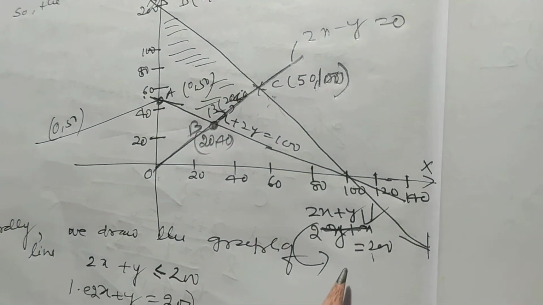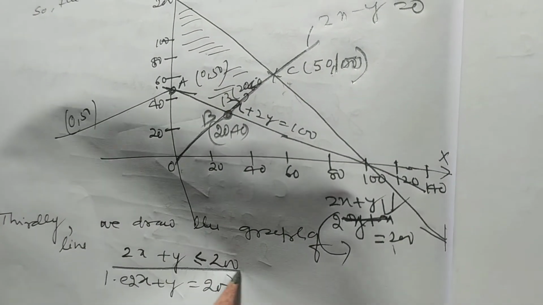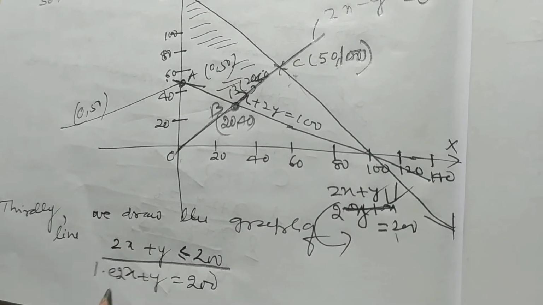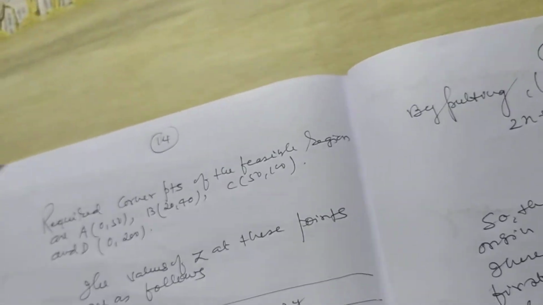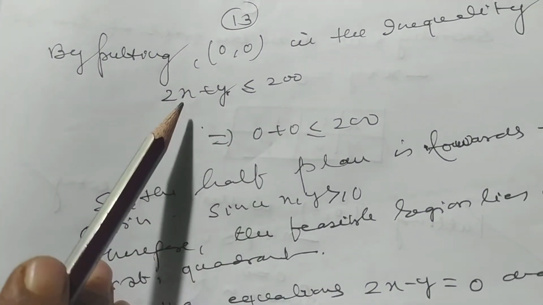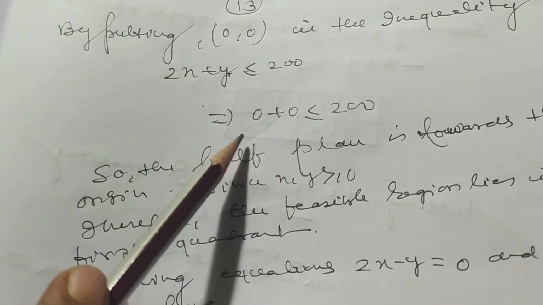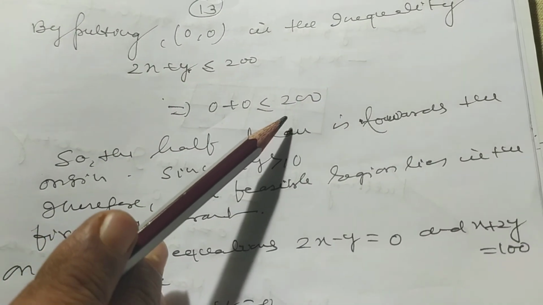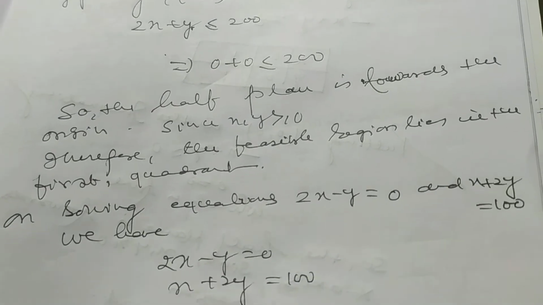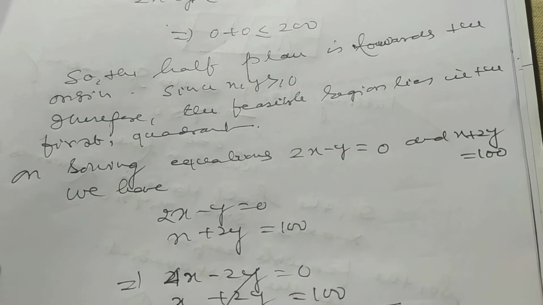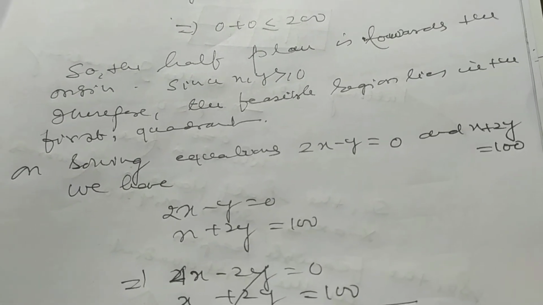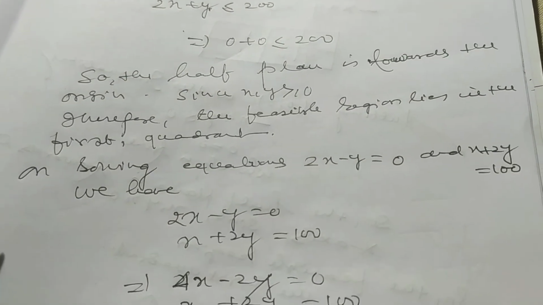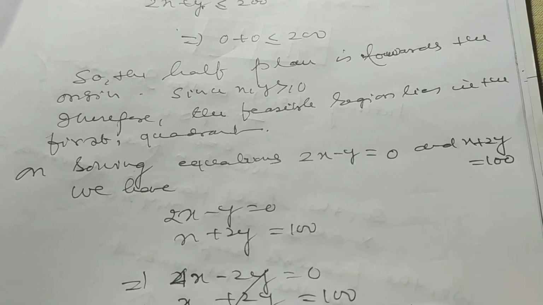And thirdly, we draw the graph of 2x plus y less than or equal to 200, that is, we draw the graph of 2x plus y is equal to 200. By putting 0, 0 in the inequality 2x plus y less than or equal to 200, we have 0 less than or equal to 200. So the half plane is towards the origin. Therefore, the feasible region lies in the first quadrant.